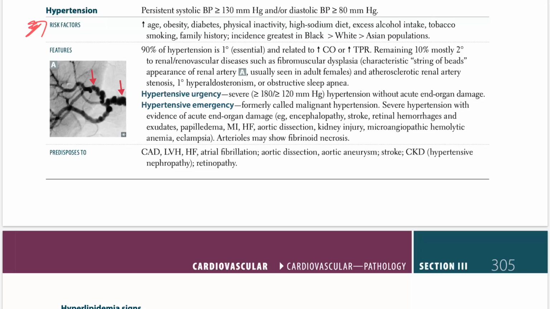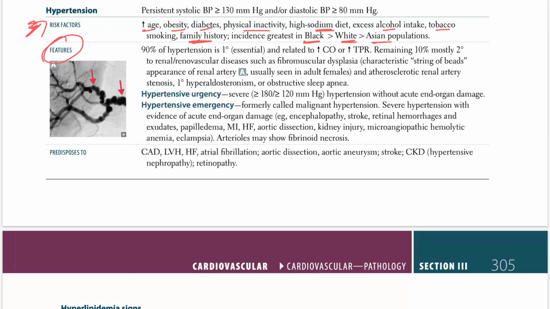Okay, what are the risk factors for hypertension? Well, the risk factors for hypertension are increase in age, obesity, diabetes, physical inactivity, high sodium diet, excess alcohol, tobacco smoking, family history positive, incidence greater in black, greater than white, and greater than Asian population. So blacks have more than white, and then the Asians come up.